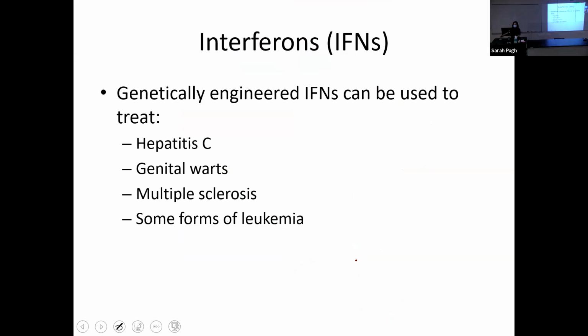So I mentioned this just a second ago. Genetically engineered interferons can be used to treat some viruses. Anything from genital warts, which are viruses, hepatitis C, even some forms of leukemia.